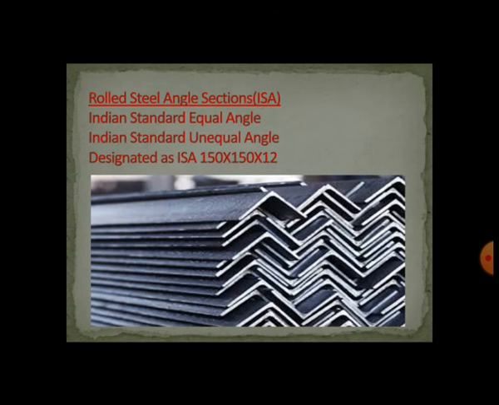And similarly, angle sections, rolled steel angle sections, Indian Standard Equal Angle and Indian Standard Unequal Angle section consists of two legs. So we are designating that one as ISA 150 by 150 by 12 mm. So that is 150 and 150 are lengths of the two legs, 12 mm is thickness of the two legs. So here I am showing you an example. 150 by 150 by 12 is an equal angle section. If I say that ISA 110 by 150 by 10, it is an unequal angle.